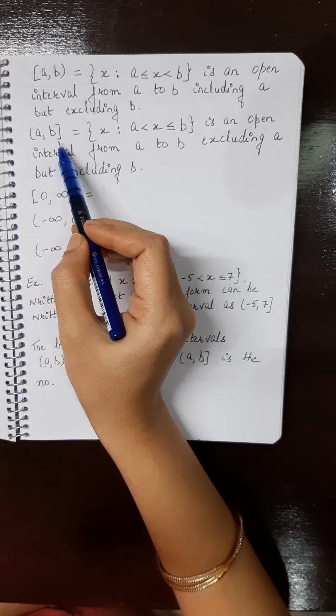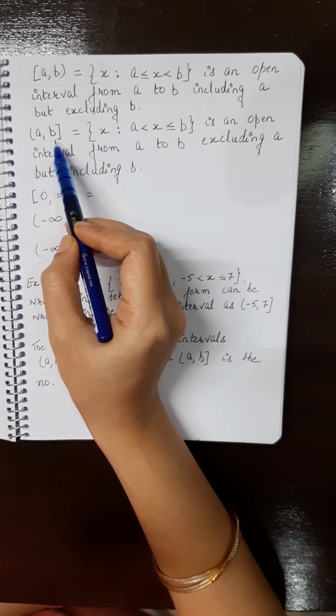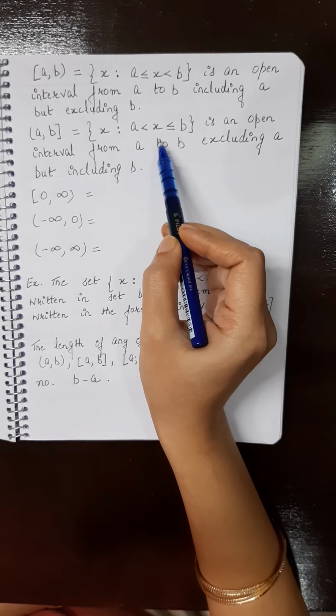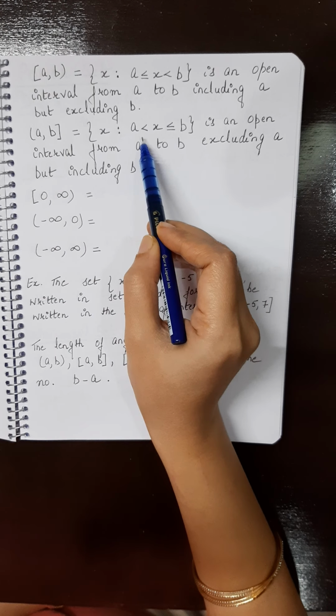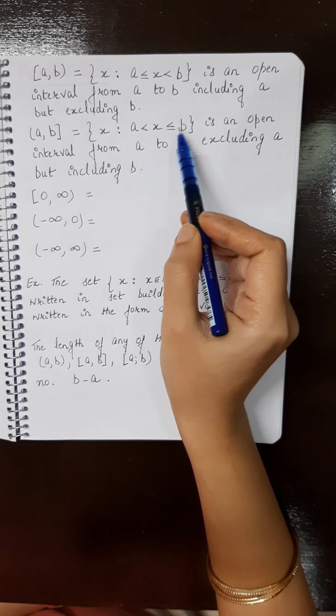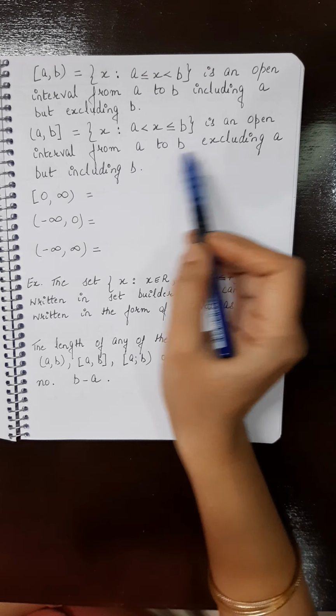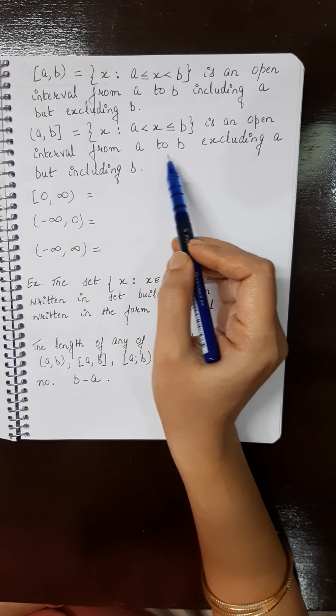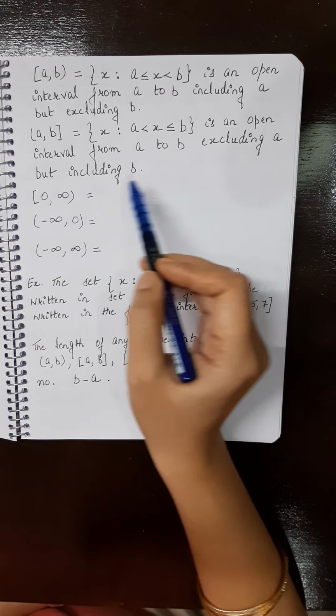अब ये symbol देखते ही A is excluded and B is included. The definition becomes this: A is strictly less than X, X is less than or equal to B. So again I can say that it is an open interval from A to B, excluding A but including B.